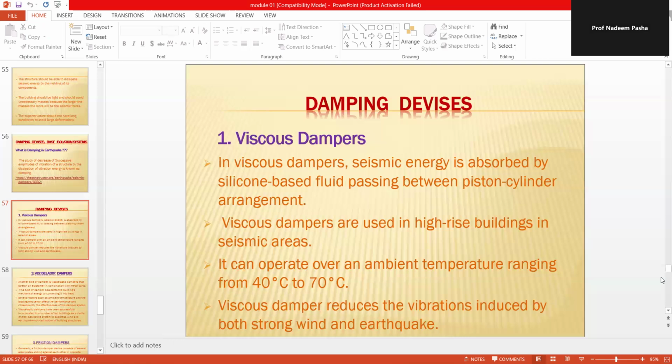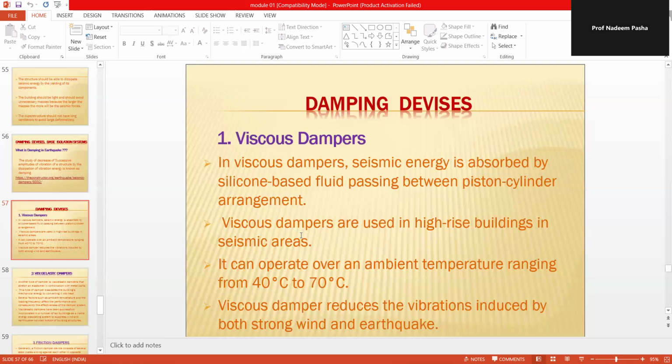Hello, am I audible? There was a technical problem. So we will continue our discussion on viscous dampers. As I said, they are used in high-rise buildings in seismic areas, and they can operate over an ambient temperature ranging from 40 degrees Celsius to 70 degrees Celsius. So what is the temperature range in which we can use viscous dampers? 40 degrees Celsius to 70 degrees Celsius, which is more than room temperature.